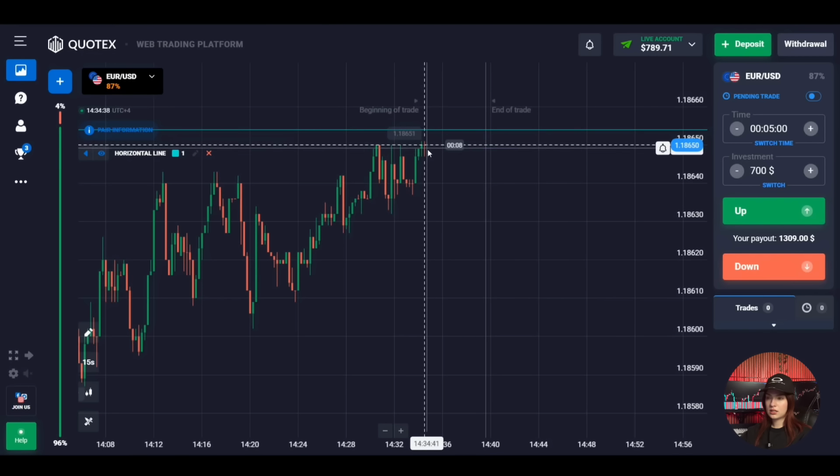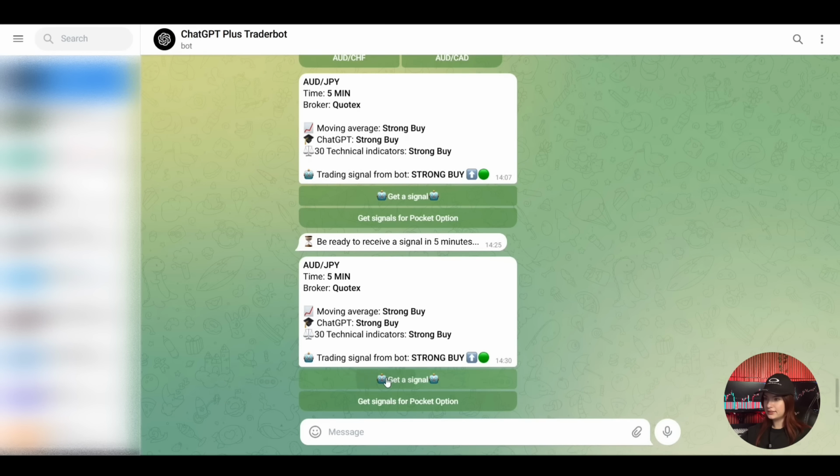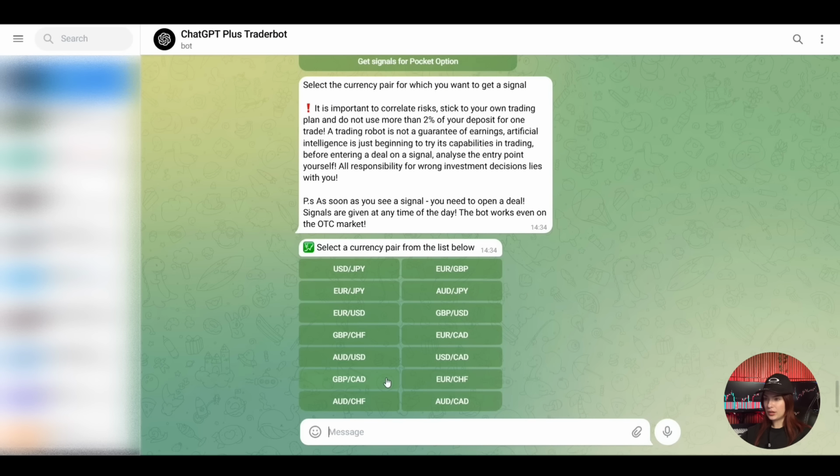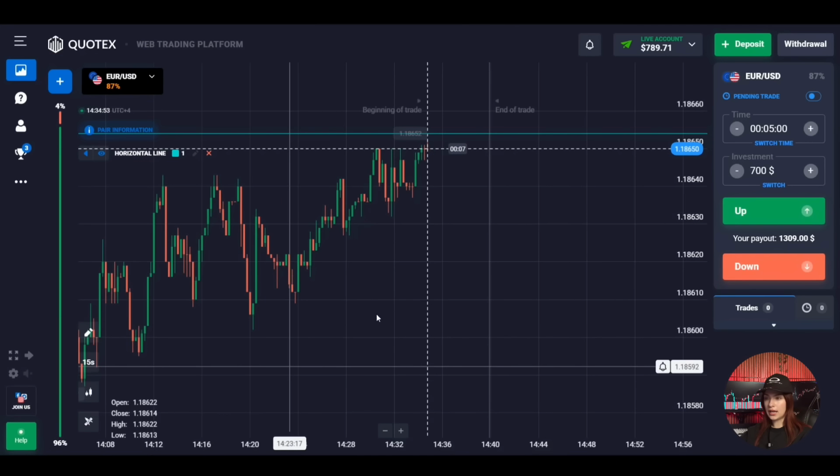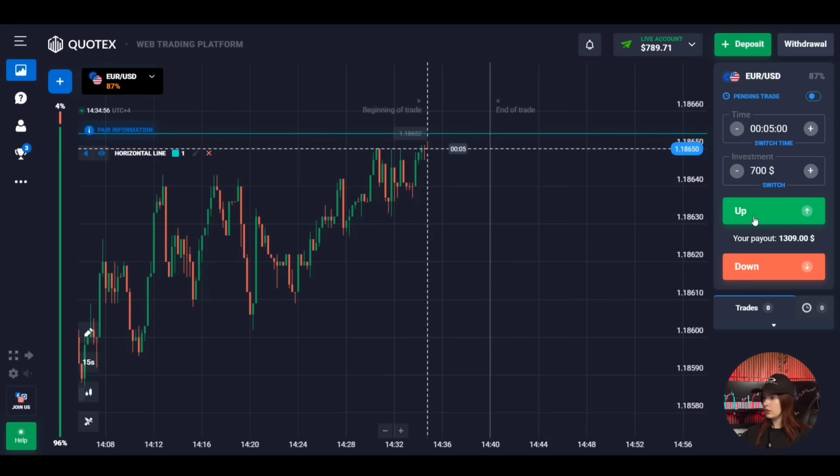Well, now let's go to the Telegram channel to the bot and click the get a signal button. Then we'll find the currency pair we need in this list and click on it. And here we are offered to open a deal to go up. Well, I agree with the bot and click the green button.